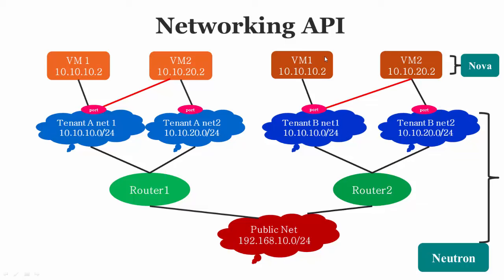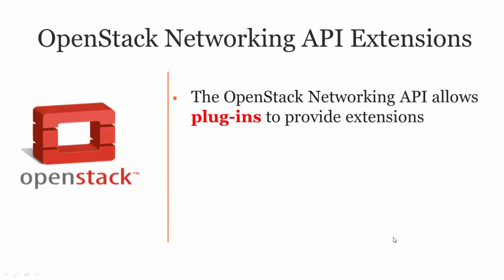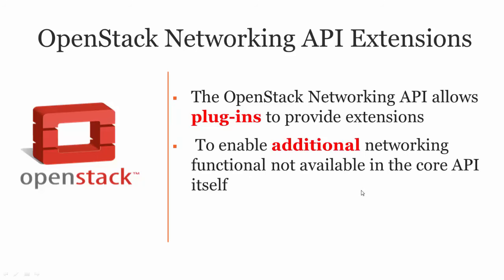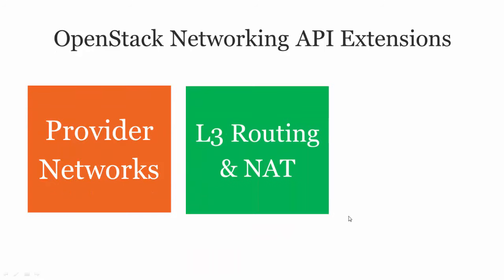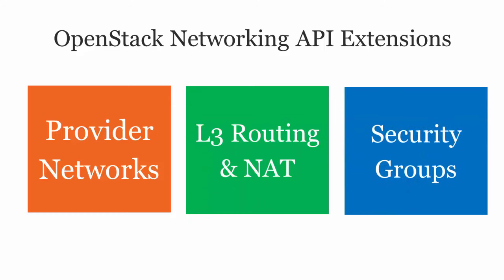And to create virtual machines, Nova will cover the virtual machine creation with the IP address. So, networking API extensions. The OpenStack Networking API allows plugins to provide extensions. It means additional functions on the Neutron service. Especially three kinds: provider networks, L3 routing and NAT, and security groups. This is the networking API extensions.